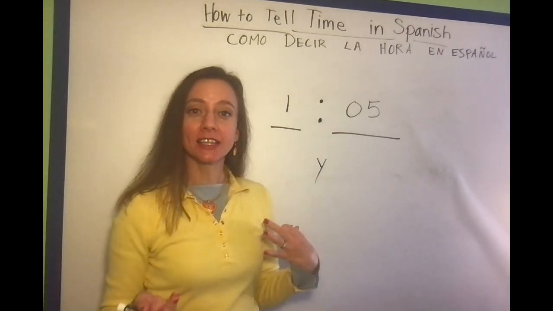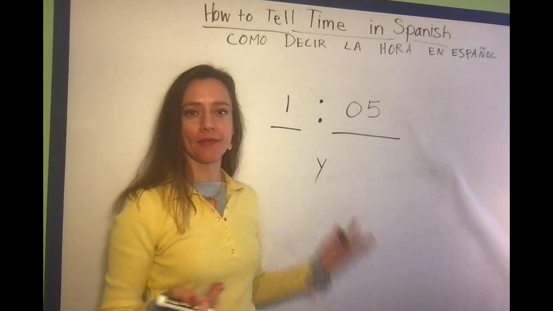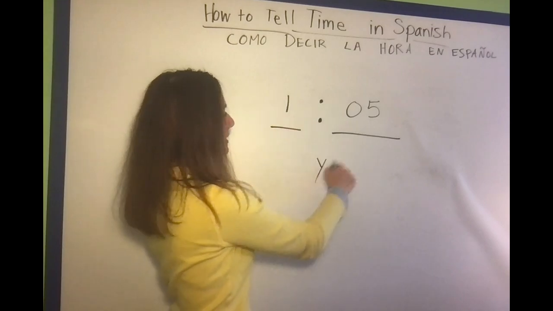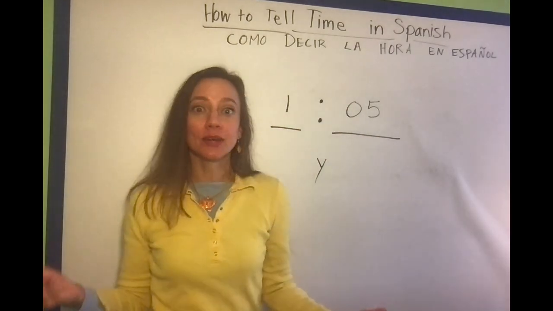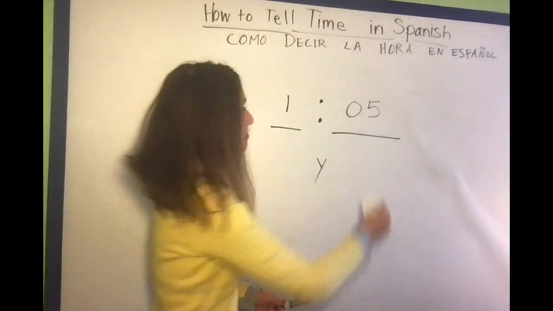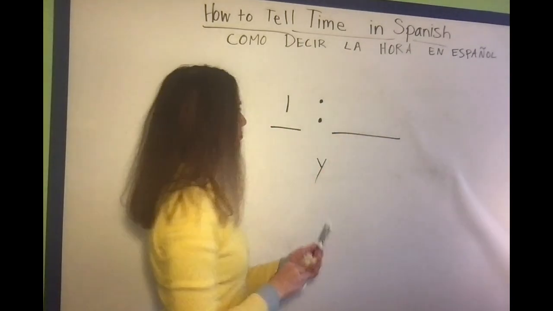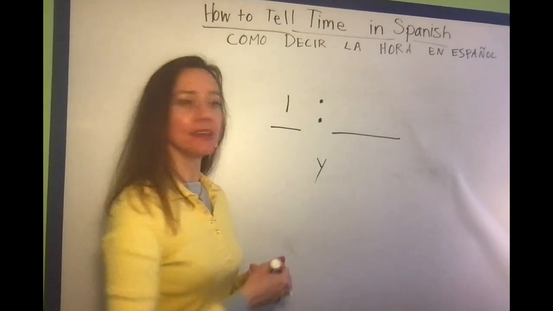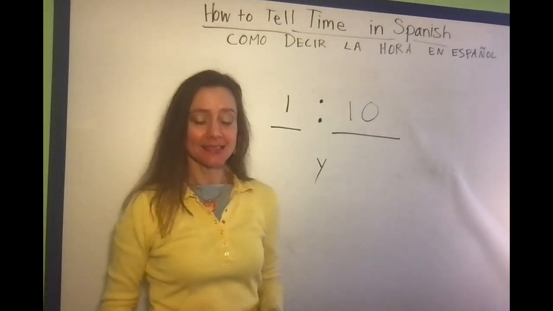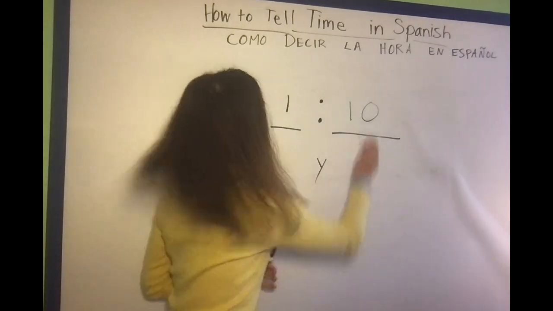So in English, when we say 1:05, in Spanish, you would say es la 1:05. Es la 1:05. If it's 1:10, then all you would do is es la 1:10. Es la 1:10. How about this one?